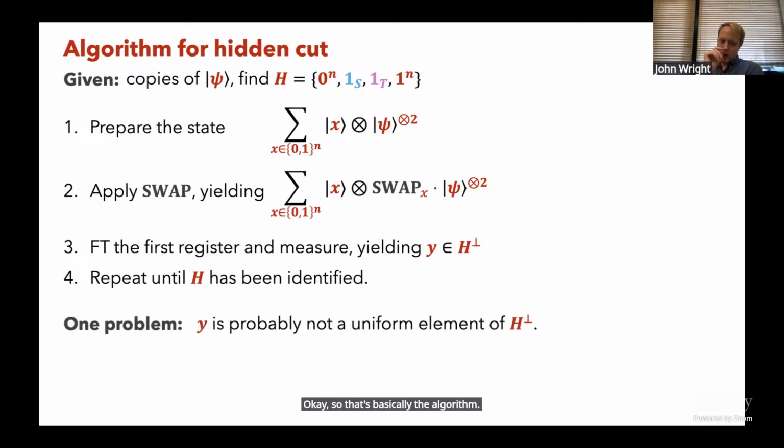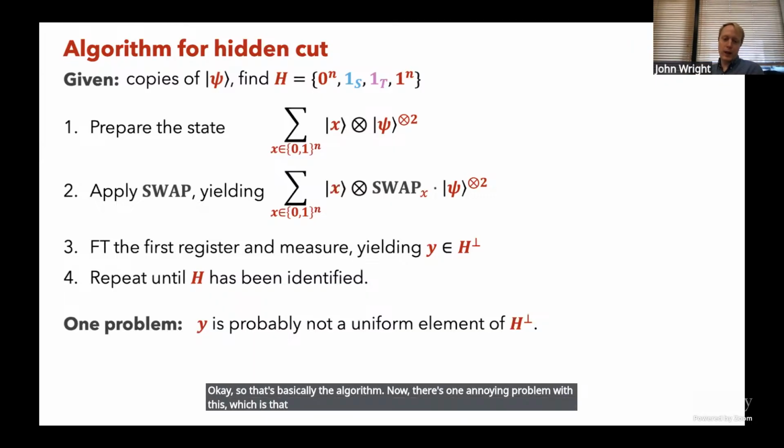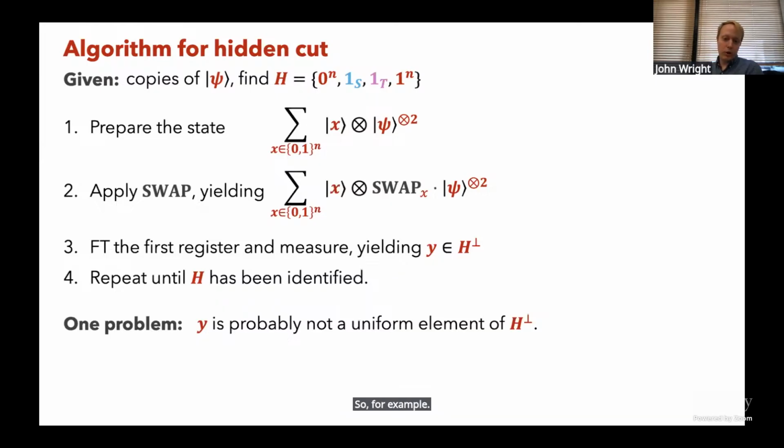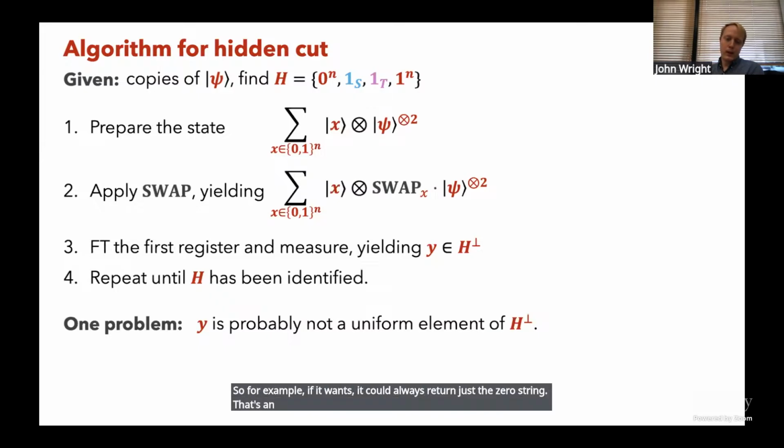Now, there's one annoying problem with this, which is that unlike in the case of Simon's algorithm, the Y that you get is probably, aka definitely, not a uniformly random element of H-perp. So for example, if it wants, it could always return just the 0 string. That's an element of H-perp.